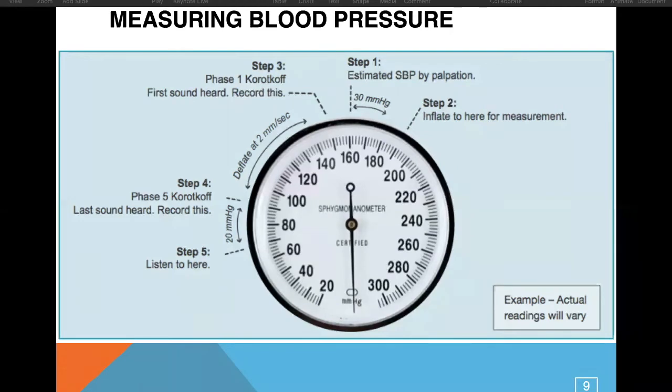And I'm going to continue to hear those sounds. I'm going to hear it, I'm going to hear it, and it's going to get quieter. And the last time I hear that bump, that step 4 or phase 5 Korotkoff sound, that is my diastolic number. So it's a little bit of a skill building piece to realize where you last heard this sound. Once you hear the last one, let it deflate a little bit more to make sure, and then completely deflate the cuff.